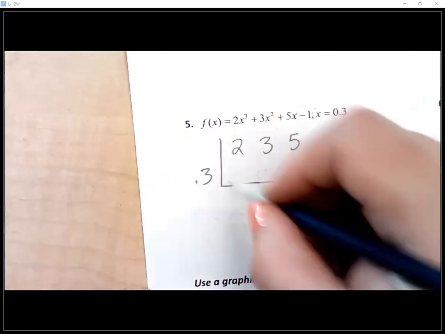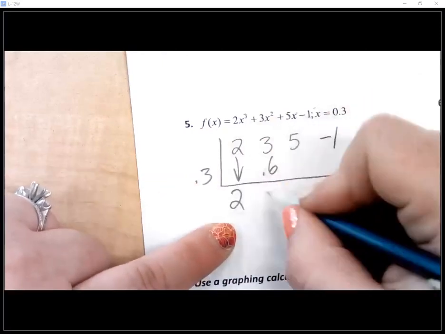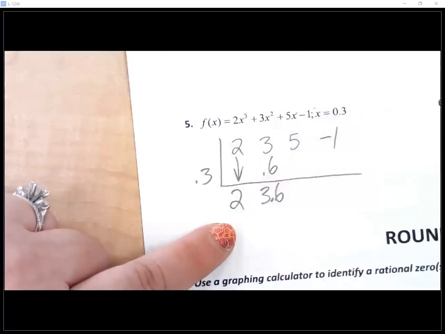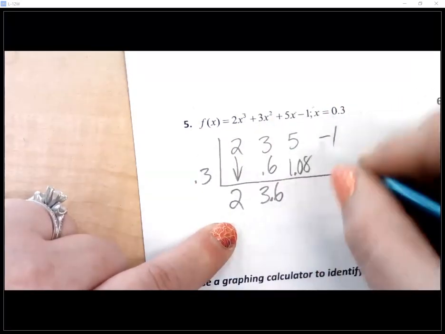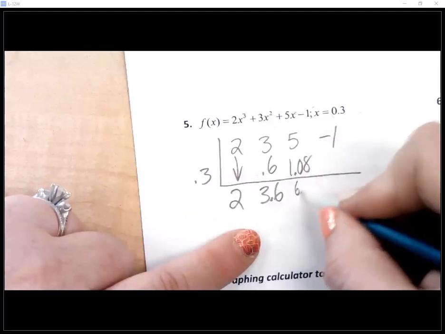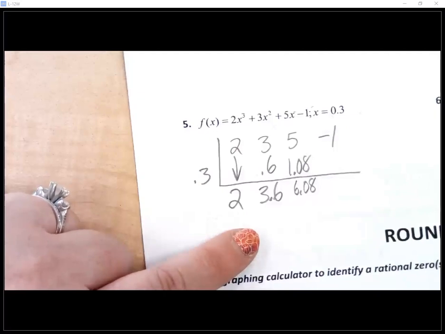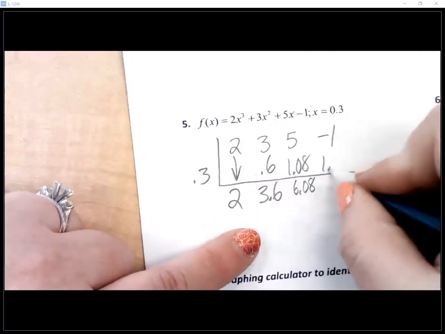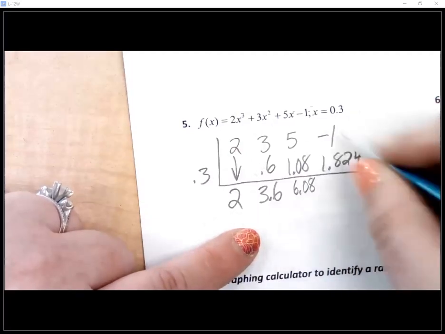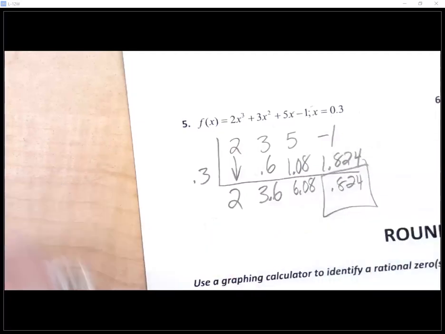We'll drop down the 2. 0.3 times 2 is 0.6. 3.6. 3.6 times 0.3, I don't know what that is, but my calculator sure does. 1.08. Add that to a 5, that would be 6.08. Multiplied by 0.3. 1.824. And combine those two, 0.824. That's my answer. That's it. You are finished. Don't do anything else.